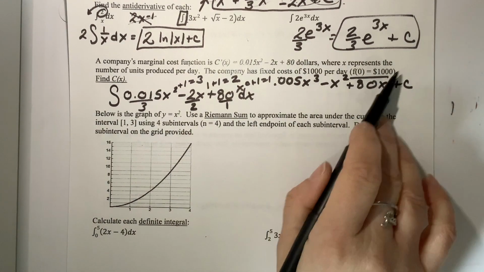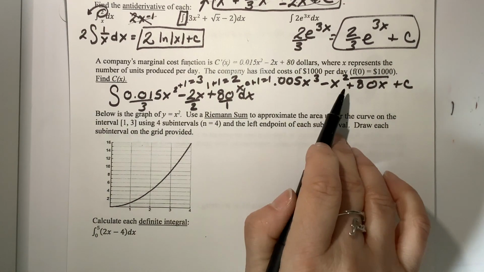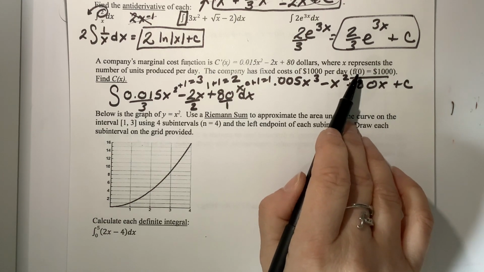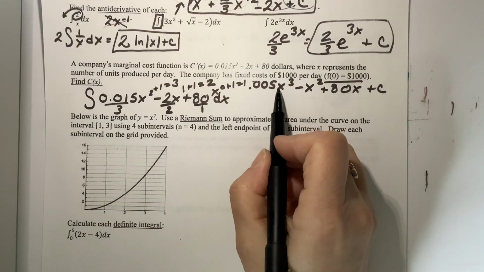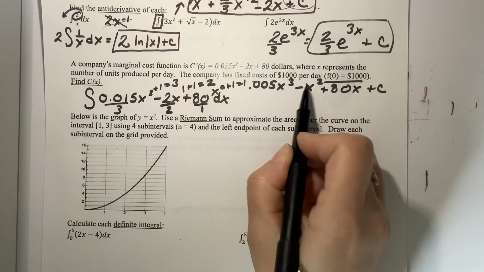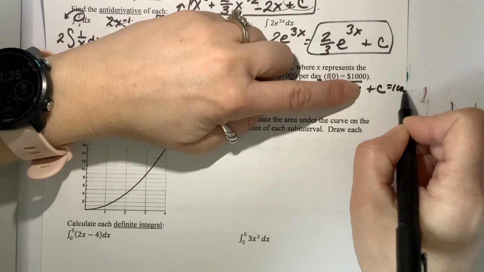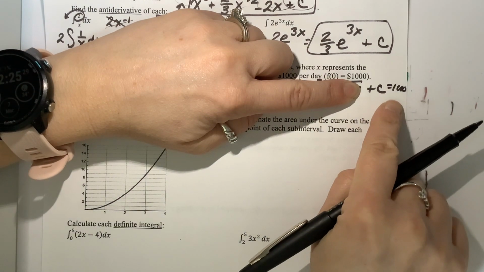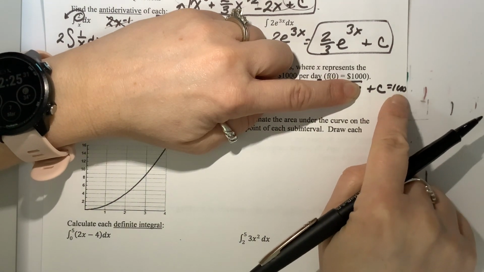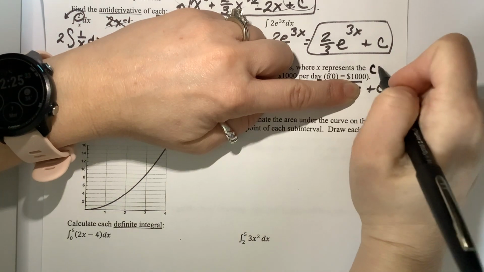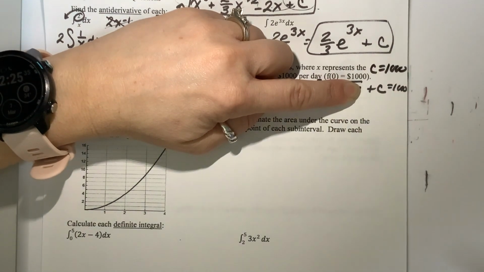But what they're telling us here is x is how many items you produce. If you don't produce anything, it equals 1,000. If I put in a 0 here and a 0 here and a 0 here, all of this would cancel. And what they're telling us is when we fill in a 0, the solution would be 1,000. That tells me that c is 1,000.